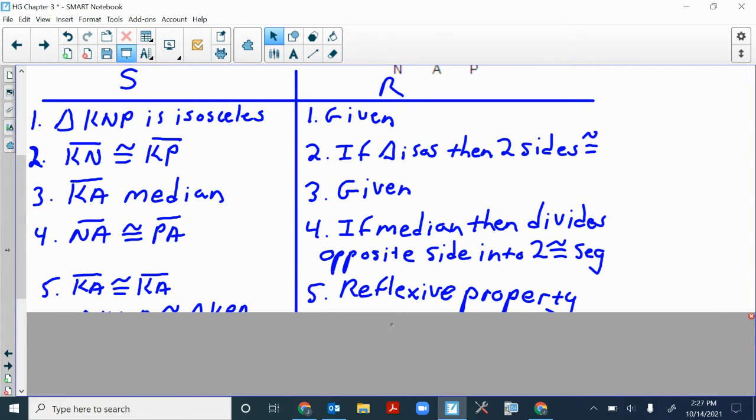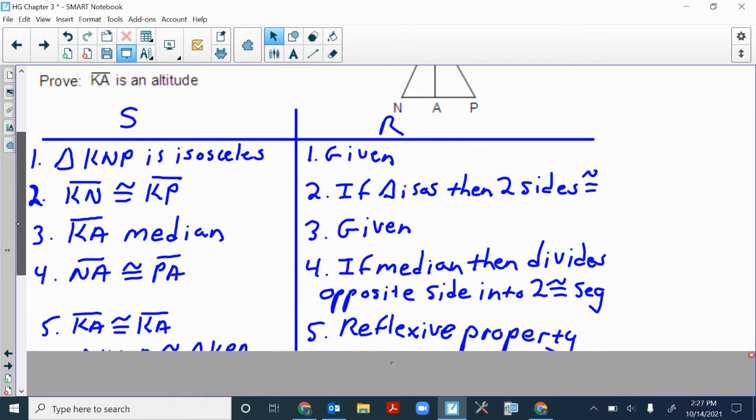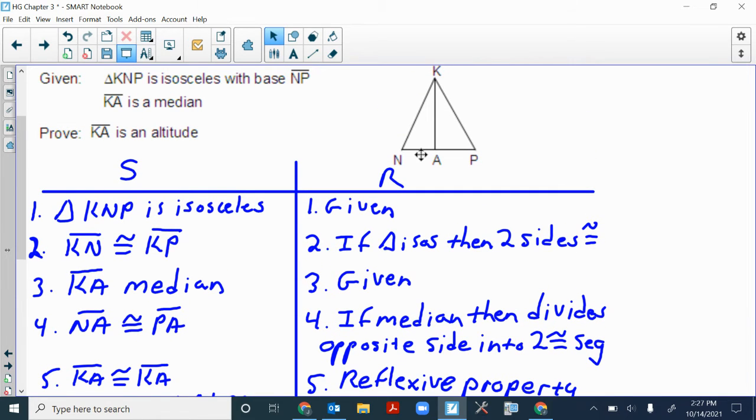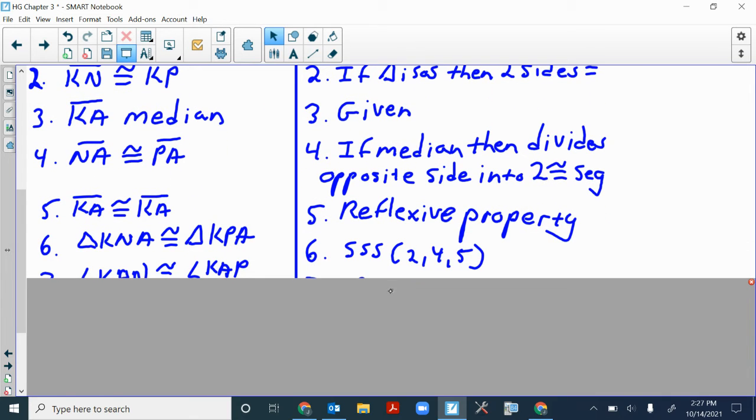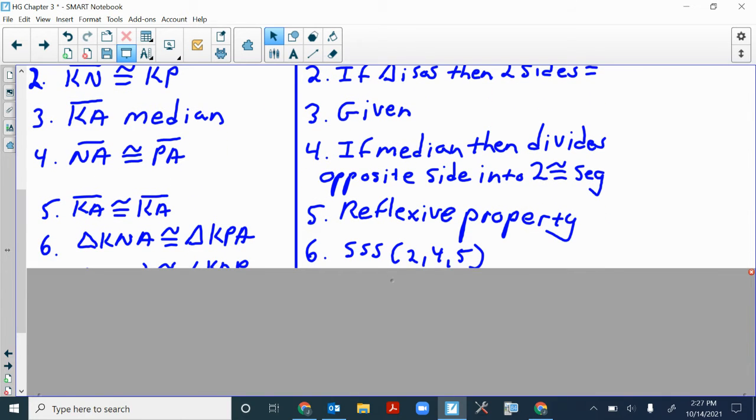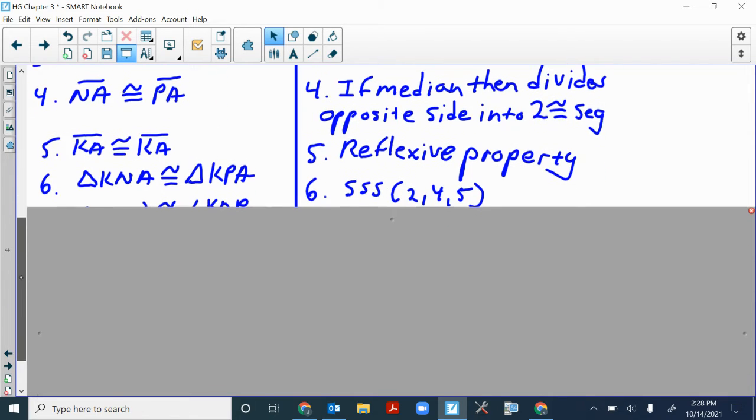KA is congruent to KA. That is our reflexive property because that matches. And then at this point, we do have all three corresponding sides congruent. So we can say that the two triangles are congruent to each other by SSS. And we had that in steps 2, 4, and 5, where we got those sides congruent.